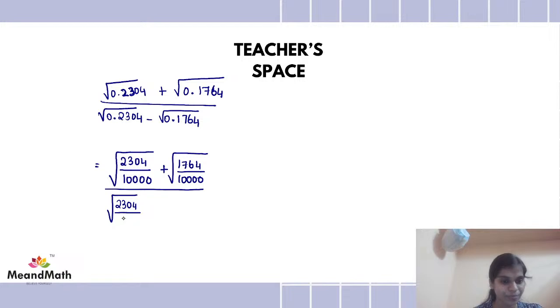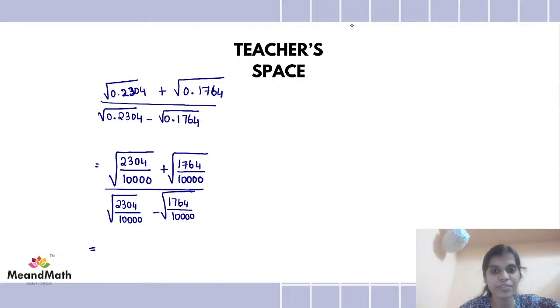2304 divided by 1234 minus 1764 divided by 1234. Okay? If I find the square root of 2304, as the number ends in 4, what will be the value? We can find it, right?